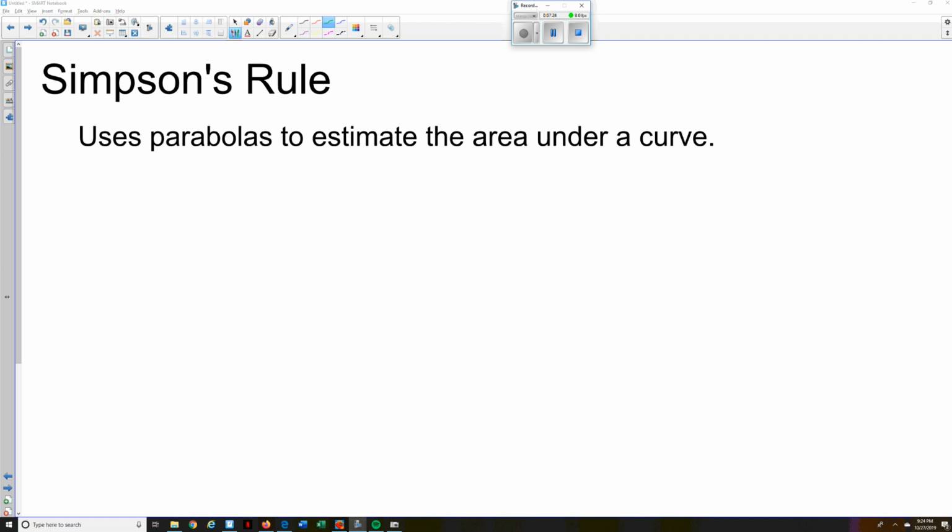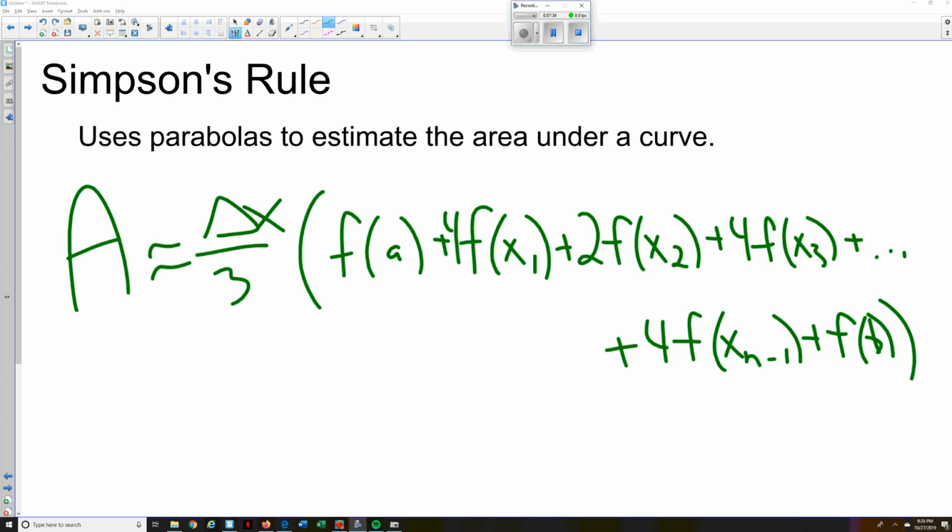So Simpson's rule says that the area under a curve is approximately, so it's this kind of funny formula. Notice that we alternate 4 and 2 and 4, and it's going to continue, but we always have to end with 4 here, all right? And then notice our smallest value and our largest value are in there with ones, okay? So that's Simpson's rule, and recall, it uses parabolas.